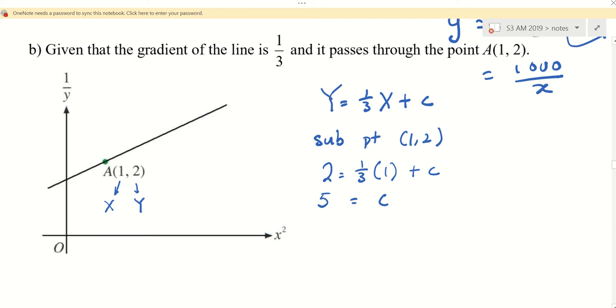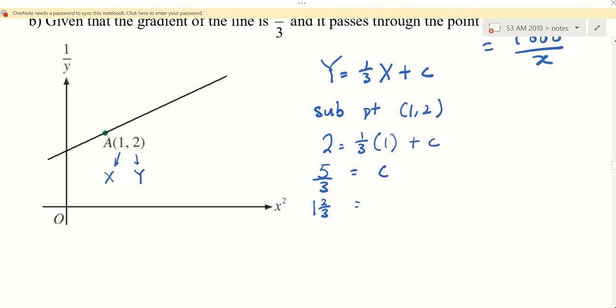Cannot be. There's a fraction, right? 5 over 3. 5 over 3. So putting it into the mixed number, 1 and 2/3. So what is the next step? Jia Xuan, what is the next step? Sub in the y equals to.